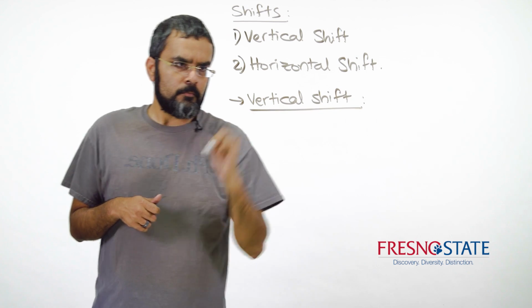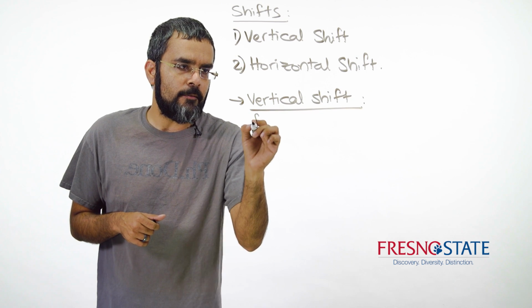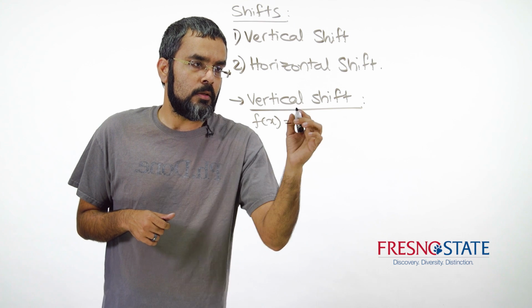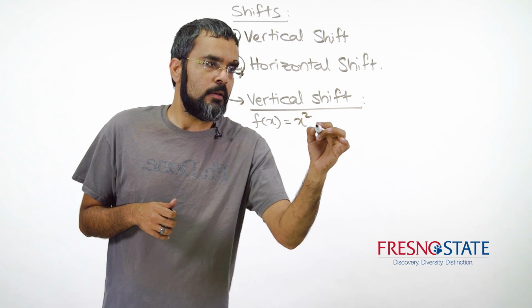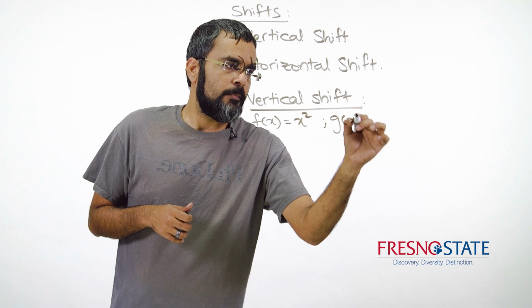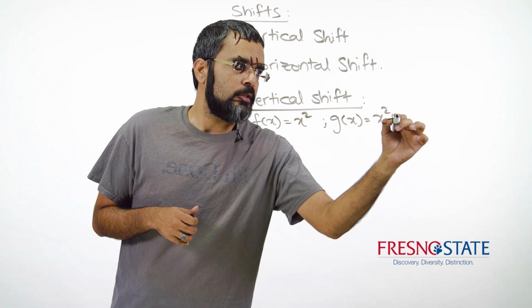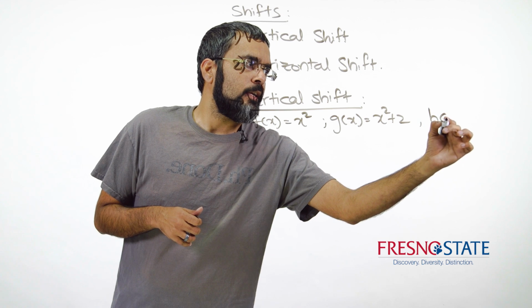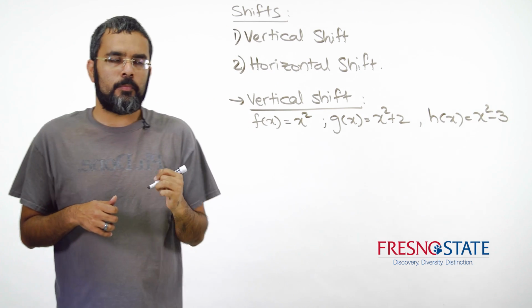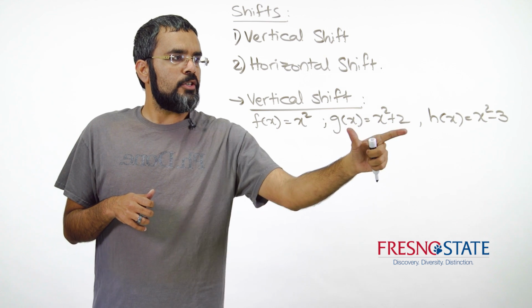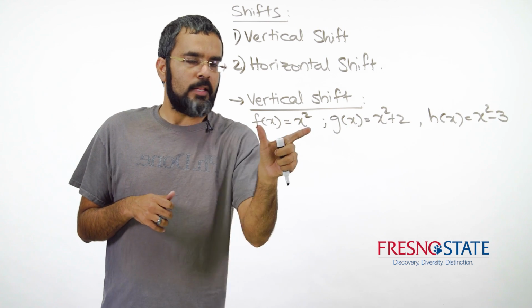Let's take three functions. I have f(x) equals x squared. That's what we'll call our base function. We have g(x), which is x squared plus 2, and then we have h(x), which is x squared minus 3. We're going to see how g(x) and h(x) are different from f(x).